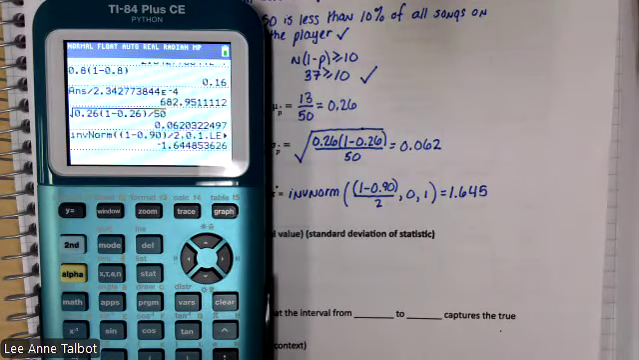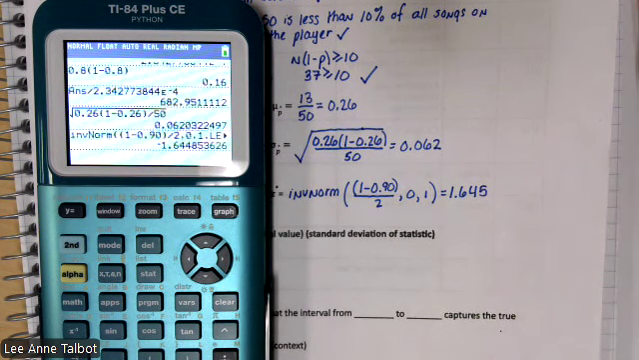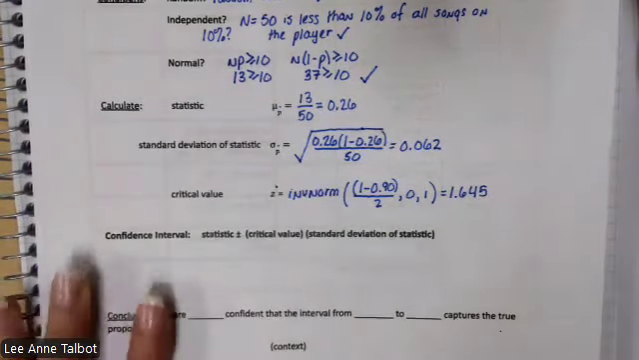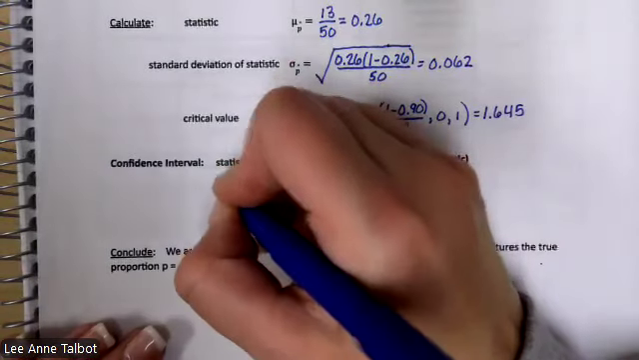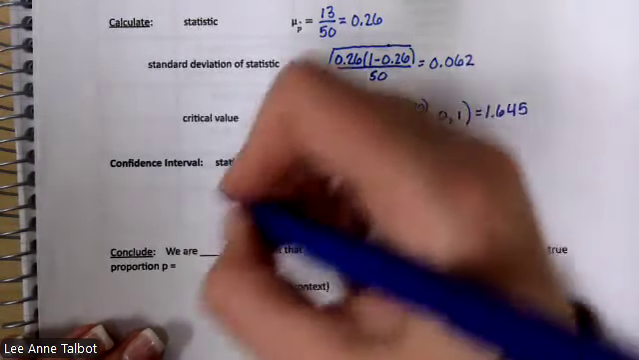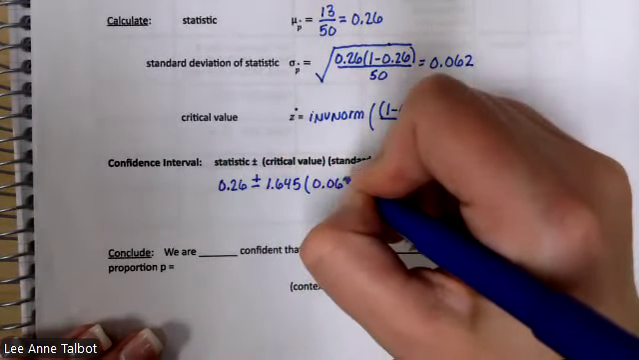Does anyone have the 90% critical value memorized yet? You can just write it down, on the AP exam also. I would probably ask you for like a 92.7% confidence interval though, just to be a jerk. I'm not really a jerk. All right. Confidence interval: statistic plus or minus critical value times standard deviation. So 0.26 plus or minus 1.645 times 0.062.